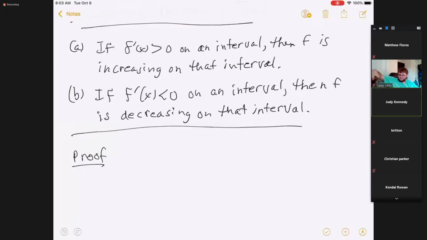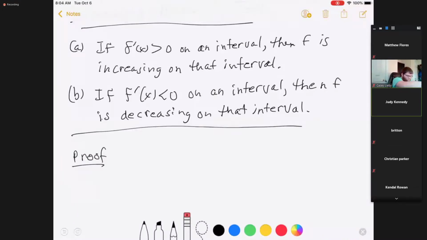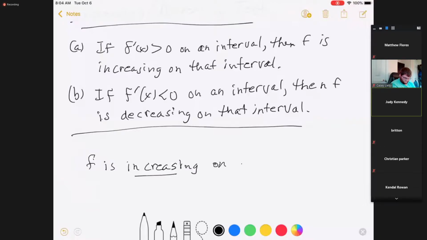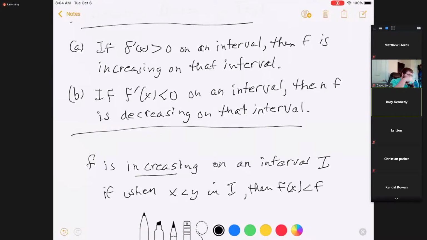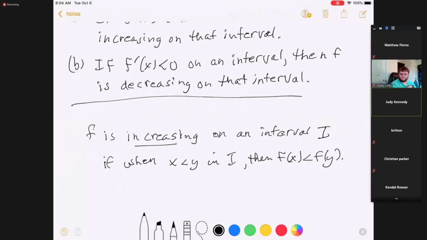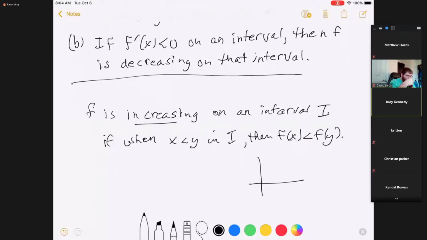So let me just put that definition up before. f is increasing on an interval I when x is less than y, both of them in your interval, then f of x is less than f of y. And okay, so increasing, going up.